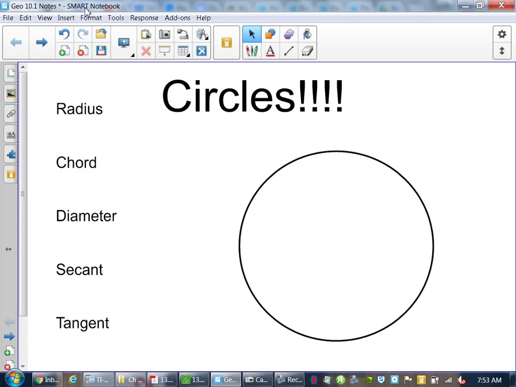Circles. So this is 10-1. I forgot to put that on there. It's just circles. So let's define a few parts of the circle, things that you already know, and just put it down on paper, because as we go throughout this chapter, a lot of the terminology just gets reused. So you have to know what things mean in order to use formulas and theorems, stuff like that, as we get into it. For example, what is a circle?